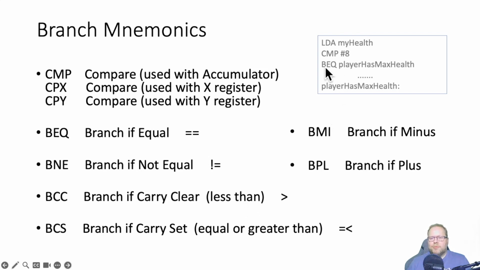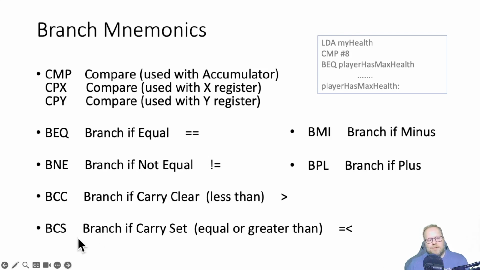So if I wrote BCC here, I could say load A with my health, and my health is 5. Comparing that to 8, BCC, branch if less than. Well, 5 is less than 8. BCC, yeah, sure, it's less than, so then I'm going to branch. So in this case, I'm going to branch if this first number is less than the number we're comparing it to.